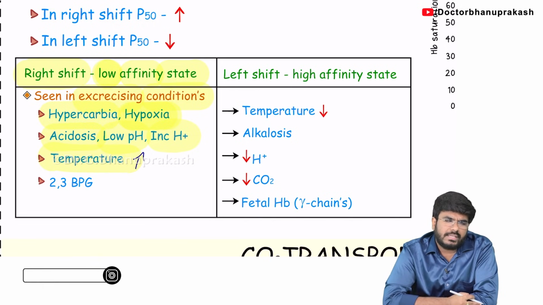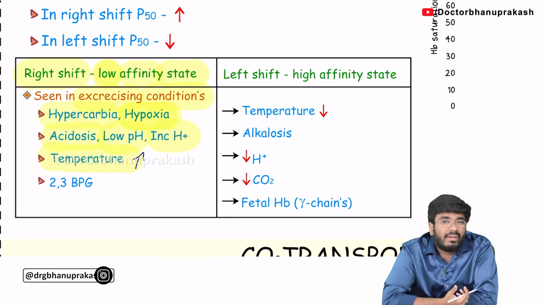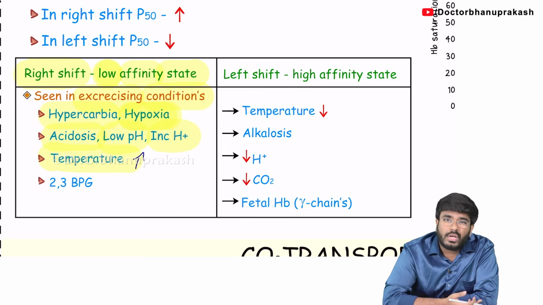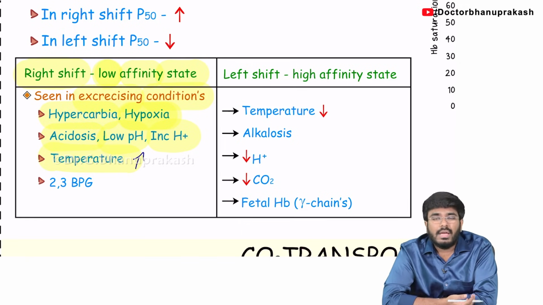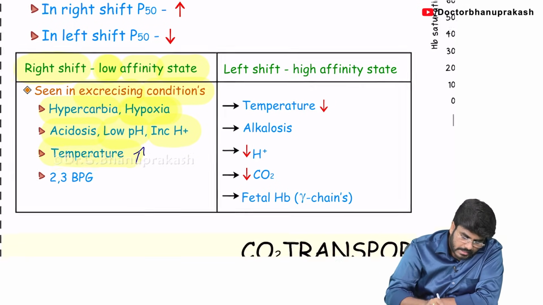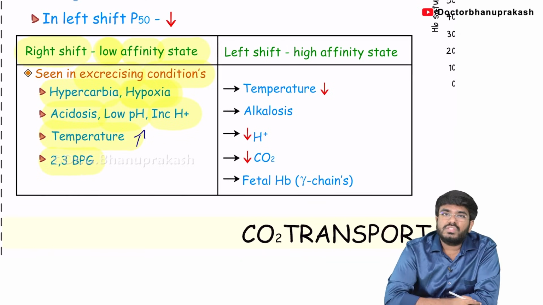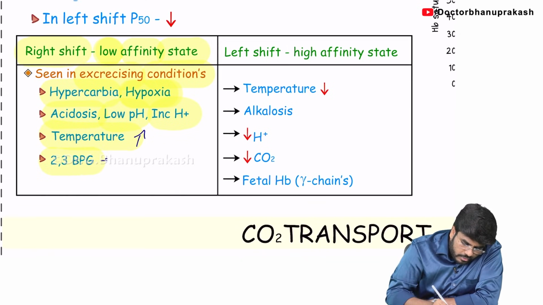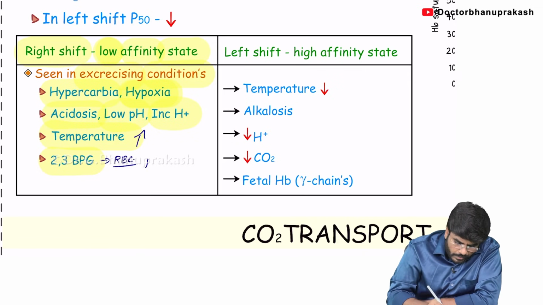So, what I am trying to say, guys, is: whenever you are doing exercise, whenever your muscles are working more and more, what kind of environment is generated in the body? There is going to be hypoxia, hypercapnia, acidosis, low pH, more protons, more body temperature, and during exercising conditions, there is production of 2,3-bisphosphoglycerate or 2,3-diphosphoglycerate.